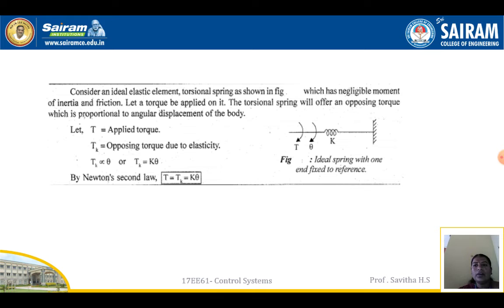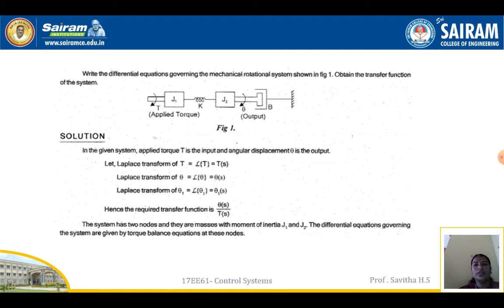Consider an ideal elastic element, a torsional spring, shown in the figure which has negligible moment of inertia and friction. Let a torque be applied on it. The torsional spring will offer an opposing torque which is proportional to the angular displacement of the body. Therefore, Tk is equal to K into theta.